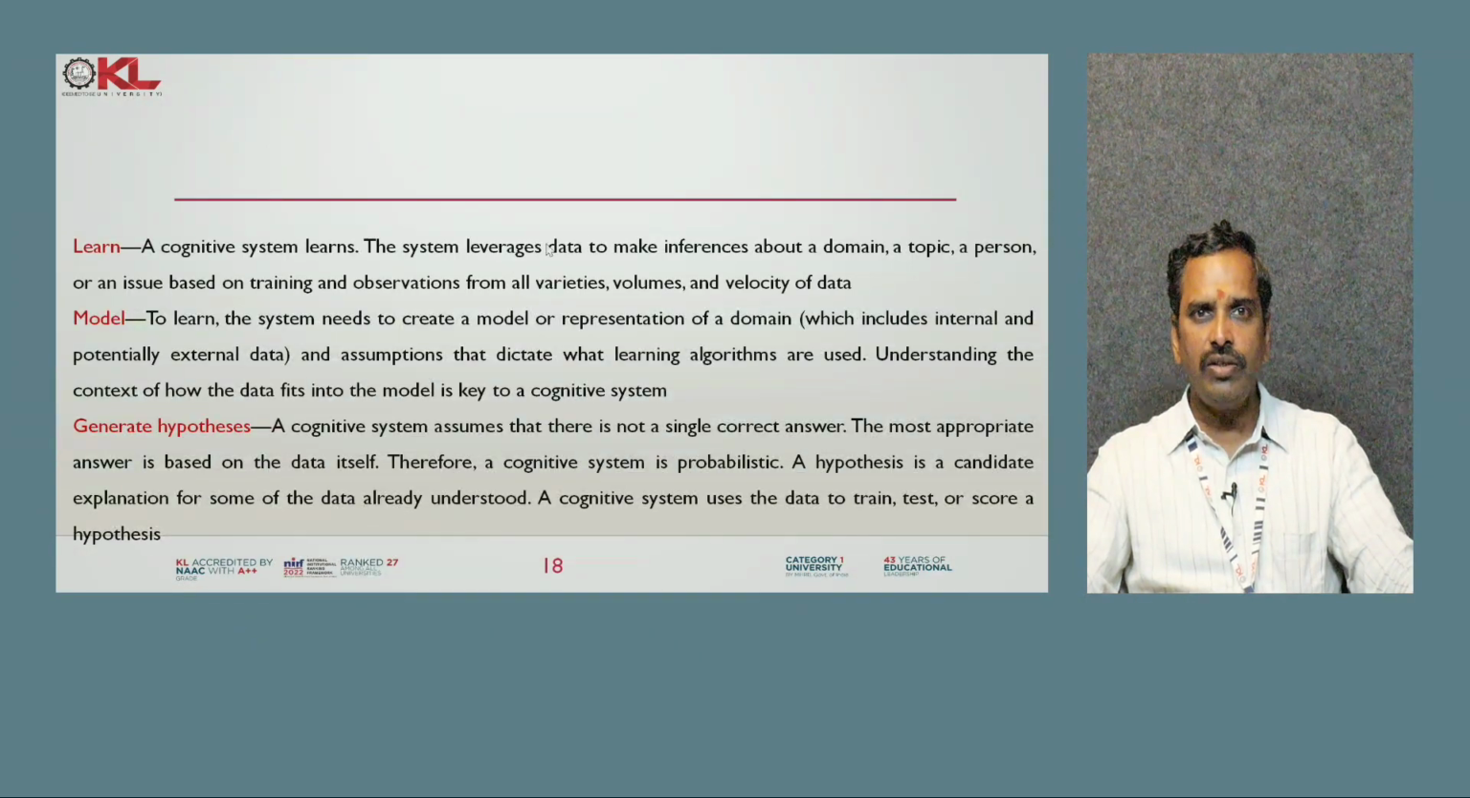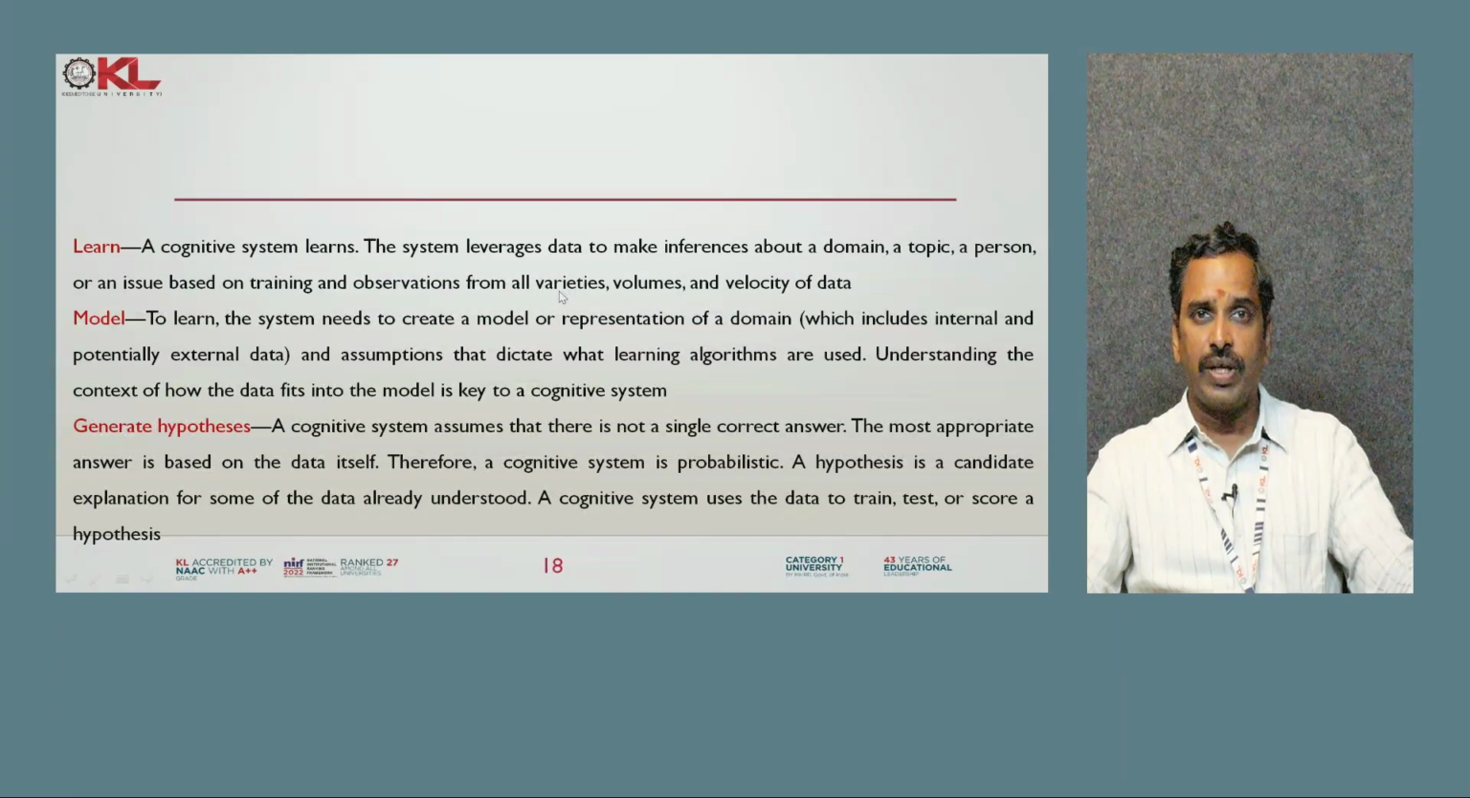Learn. A cognitive system learns. The system leverages data to make inferences about a domain, a topic, a person, or an issue based on training and observations from all varieties, volumes, and velocity of data. What is variety? Variety means different types of what? Data. That is a characteristic.